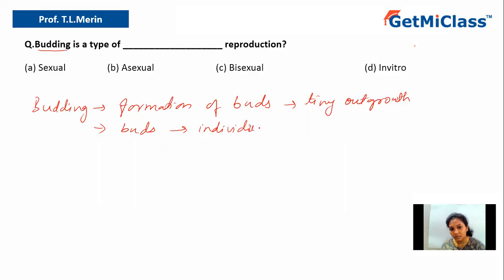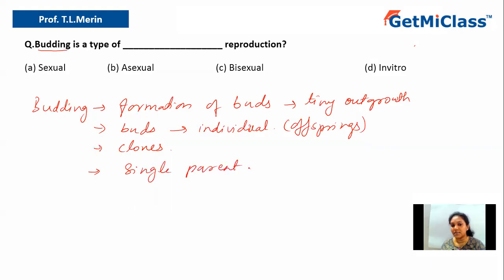Now these individuals which are formed, or you can just say offsprings, these offsprings are actually genetically identical to the parent cell. So that is why the offspring which are formed here can be considered as clones, because they're genetically identical to their parents. Why? Because the buds are formed on the single organism. So single parent is involved here.